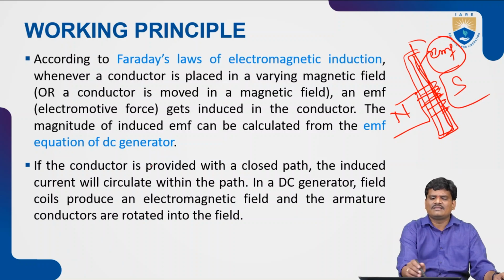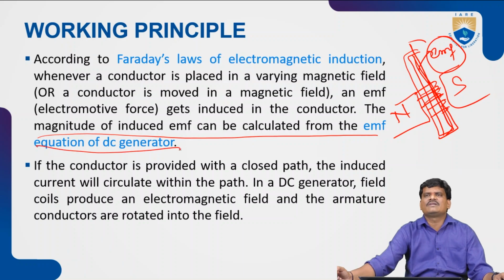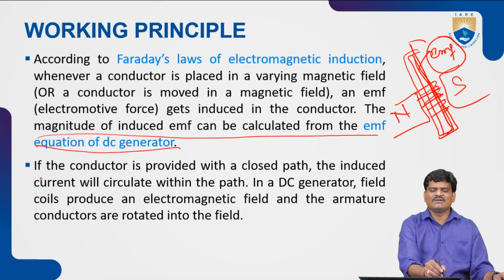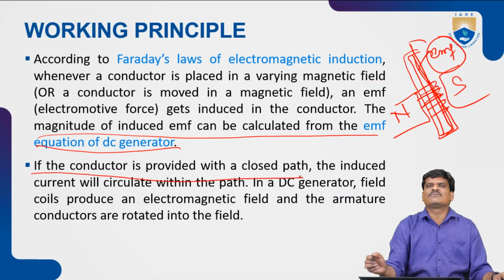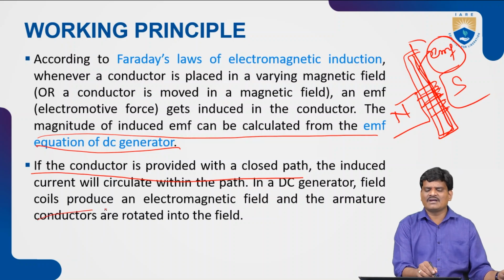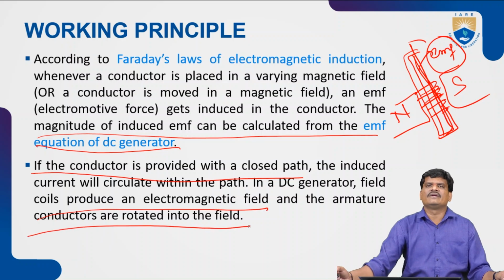Coming to the next point, the magnitude of induced EMF can be calculated from the EMF equation. So there is an expression for the EMF equation of a DC generator. It is a mathematical expression, and you need to calculate the amount of EMF induced in the case of a DC generator. If the conductor is provided with a closed path, the induced current will circulate within the path. In a DC generator, the field coils produce a magnetic field, and the armature conductors are rotated in the field.